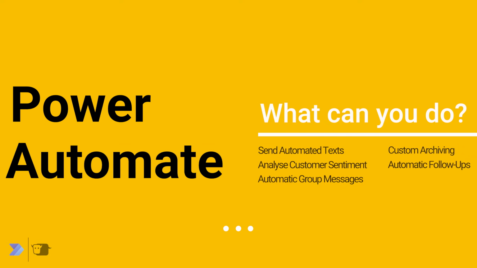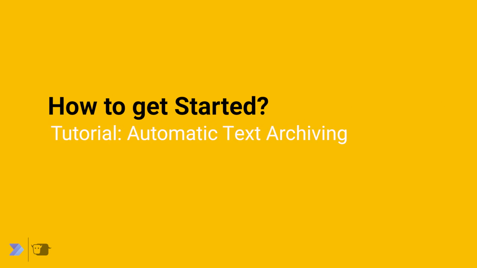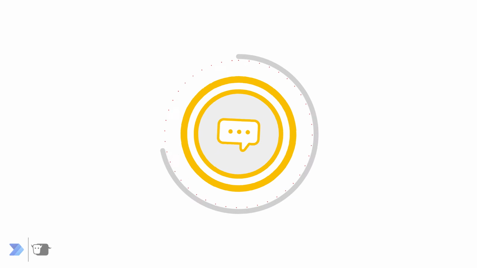Power Automate is an excellent tool for automating tedious, repetitive tasks and saving you hours of time. YakChat now has a Power Automate connector that can be used to send automated texts, analyse customer sentiment and much more. In this video, we're going to demonstrate how to get started with Power Automate and YakChat.